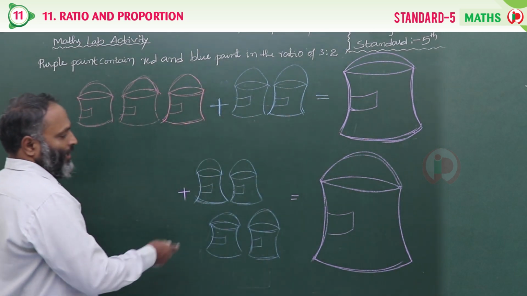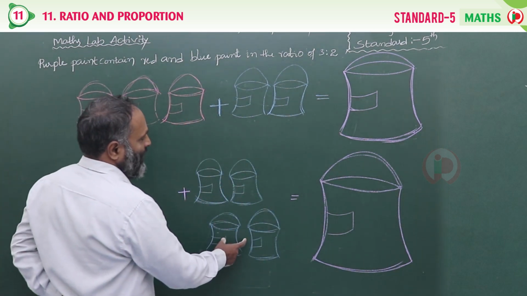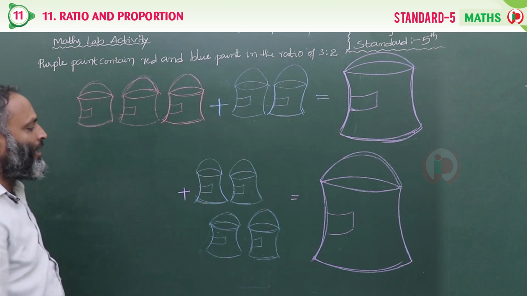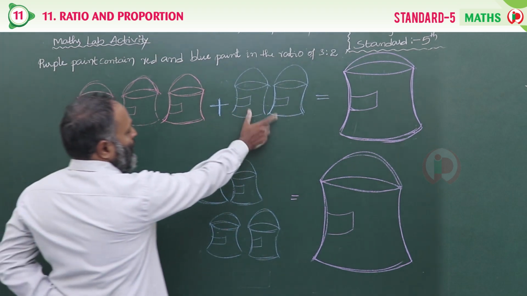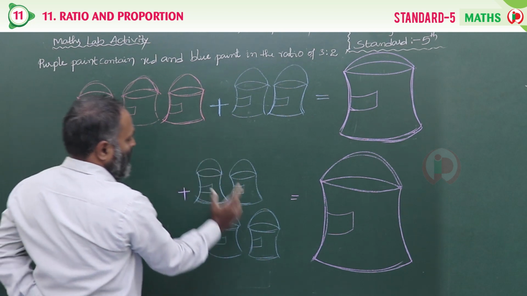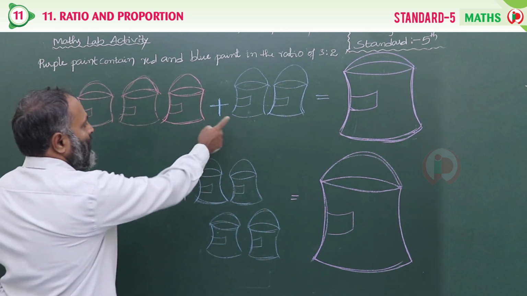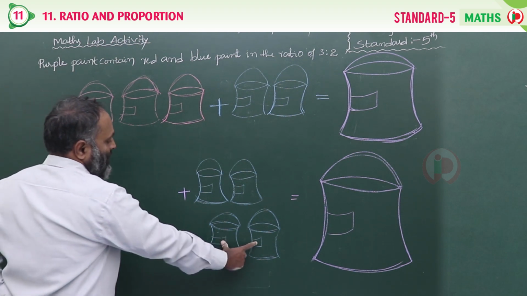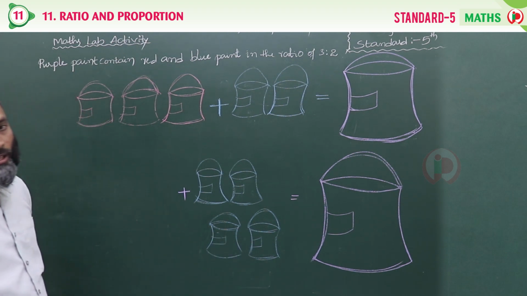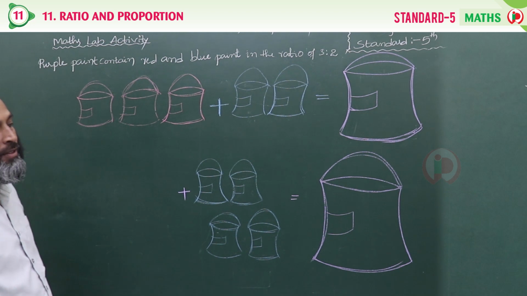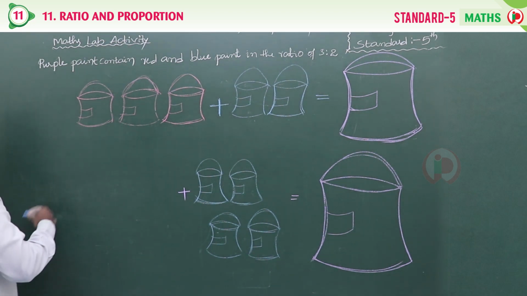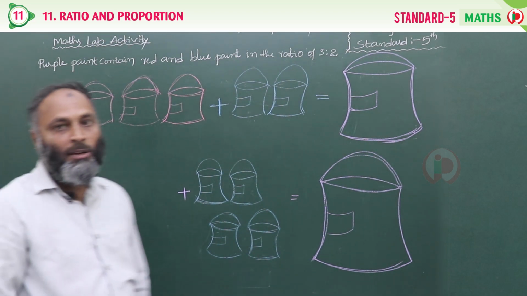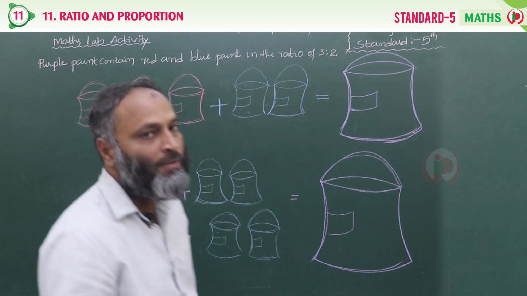If 4 blue color buckets were there, then how many red color buckets do we need? For 2 blue we need 3, for 4 we need 6. For these 2 we should draw 3 red color, and for these other 2 again we should draw 3. That means 3 plus 3, 6 red colors we should draw.